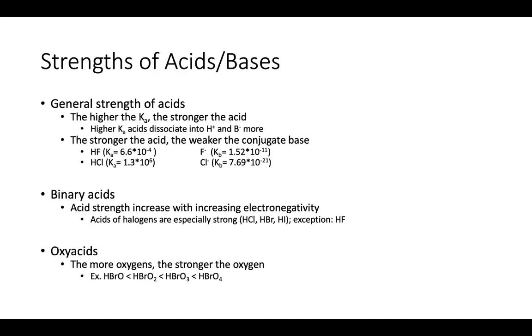Lastly, oxyacids. These are basically the acid forms of your polyatomics. The general rule of thumb is that the more oxygens there are, the stronger the acid. So perbromic acid with 4 oxygens is going to be the strongest, while hypobromous acid with only a single oxygen is going to be the weakest acid of those 4.